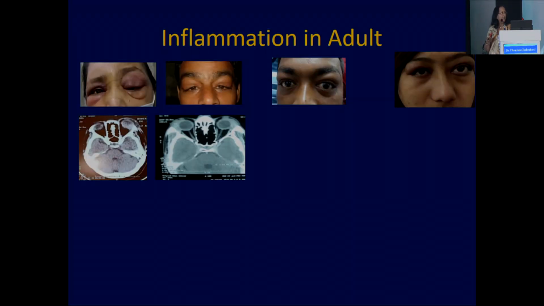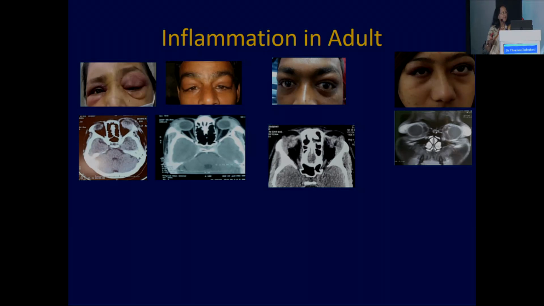Some more cases for you. Let's see what these are. All of these cases are showing lid inflammation. The upper one, this lady, was treated as a case of orbital cellulitis, but there was no response. Again, the same picture. It is actually a dacryoadenitis. And the other one, bilateral dacryoadenitis.